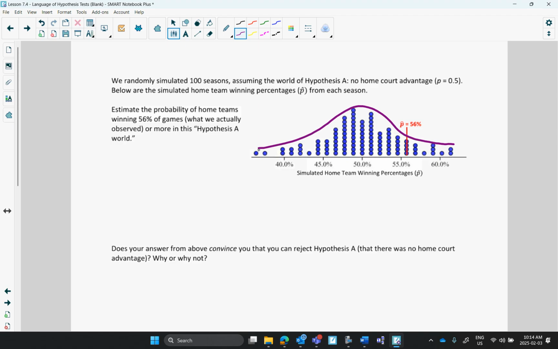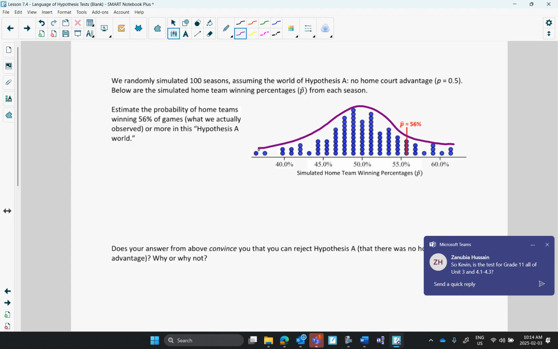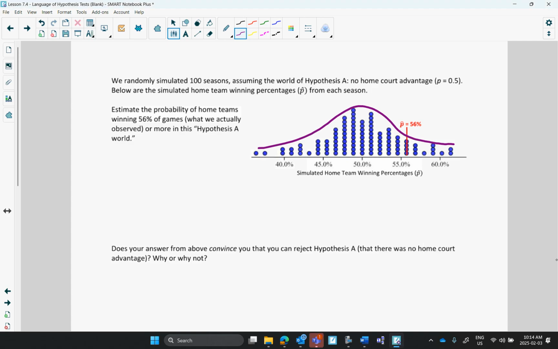So estimate the probability. Remember, there's 100 dots in here. How many times did we get 56% or higher? Count the dots. 1, 2, 3, 4 at 56. 5, 6, 7, 8, 9, 10, 11, 12, 13, 14. 14 out of 100 seasons, or 14%.